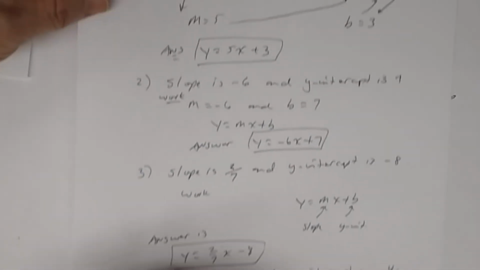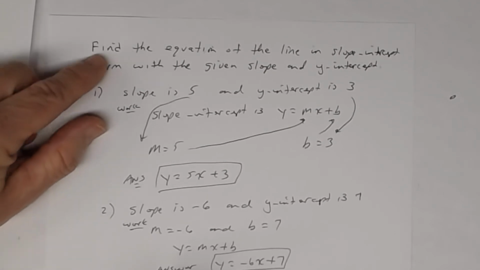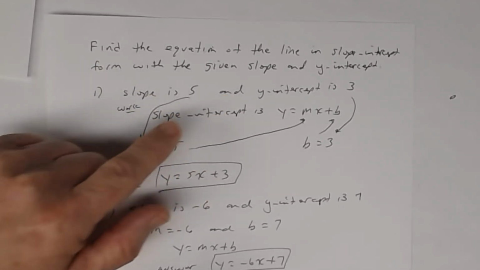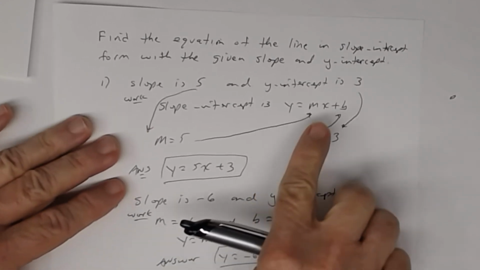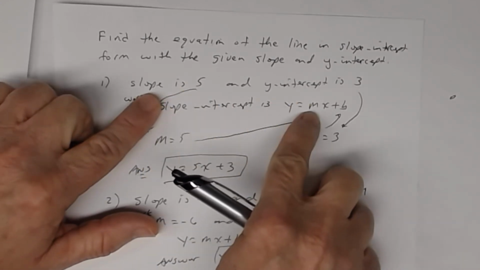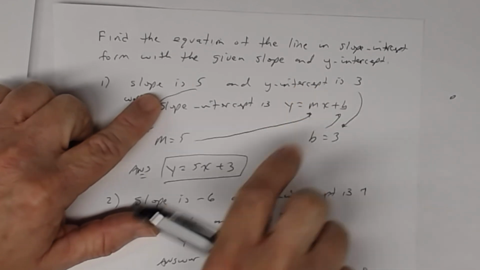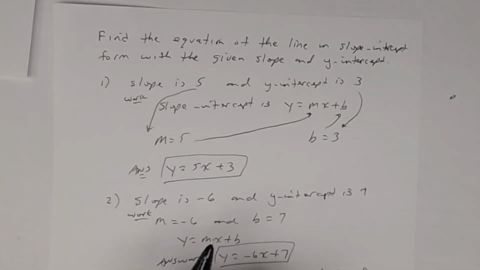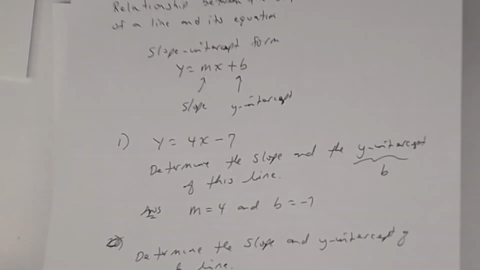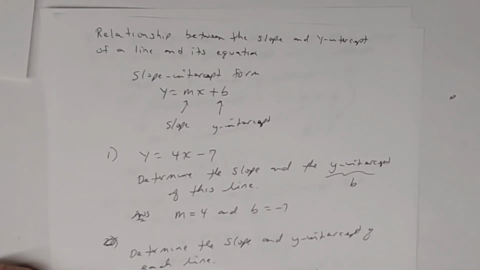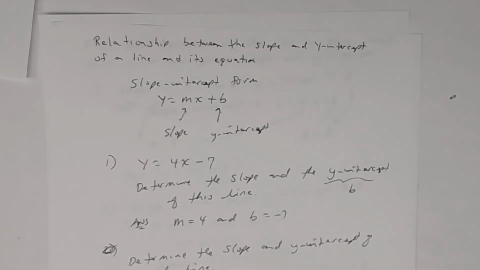All right, so it's not difficult, right? It's very easy to find the equation of a line in slope-intercept form if you're given the slope and y-intercept, because the slope is what you multiply x by, and the y-intercept is already b, so that's your constant. And that's all that is. So that is the lesson on the relationship between the slope and y-intercept of a line and its equation.